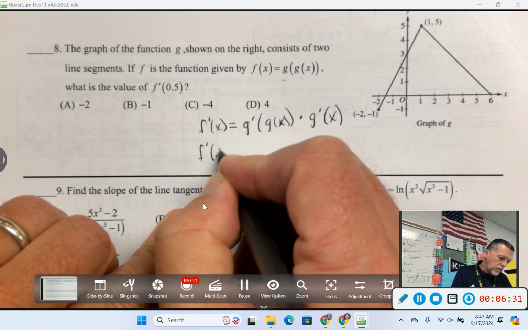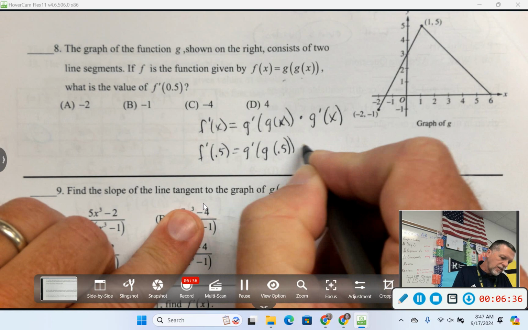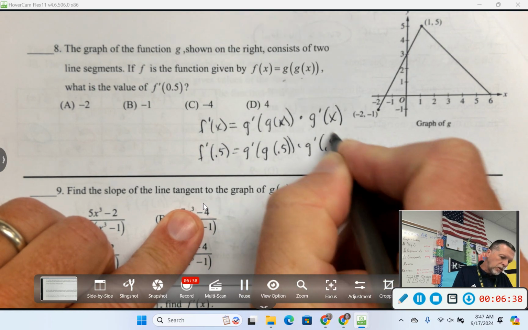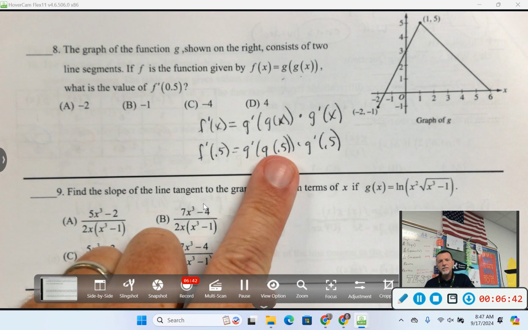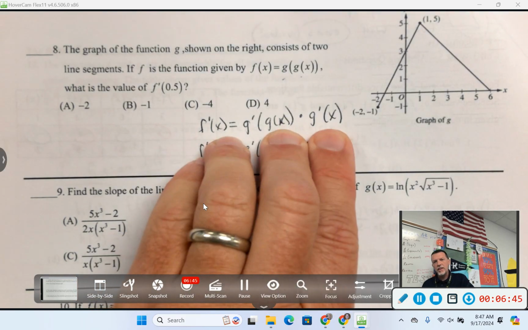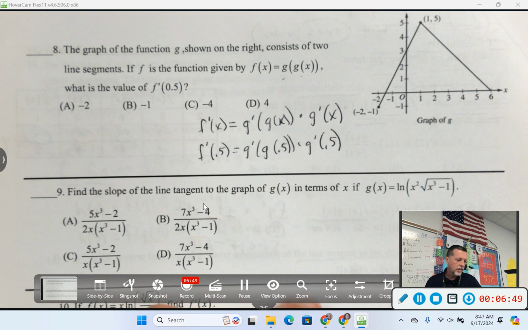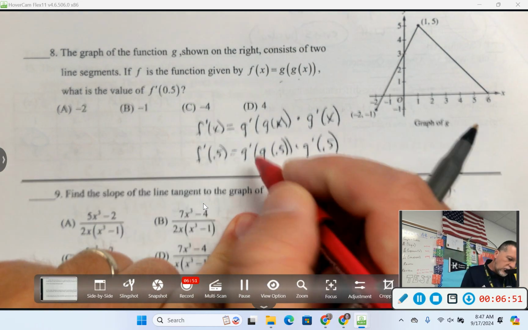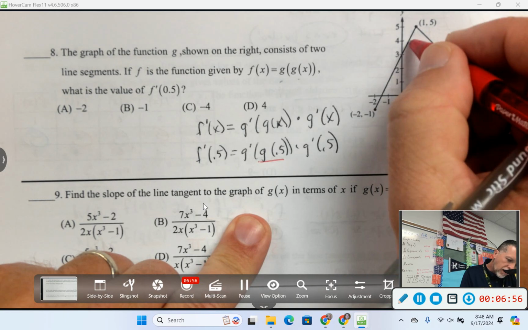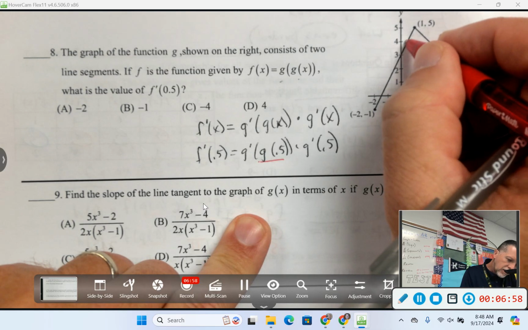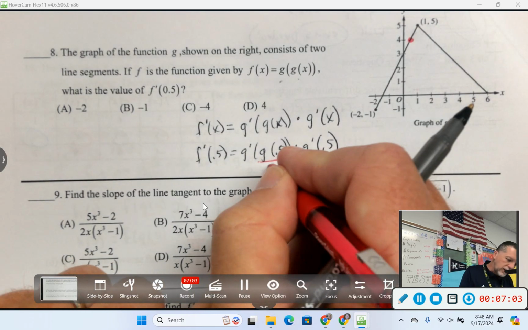So f prime of 0.5 is g prime of g of 0.5 times g prime of 0.5. And I know it feels tedious to write all these steps, but man, when you start skipping these things, then you end up doing too much in your head and losing track of where you're at. All right, g of 0.5. g of 0.5 is 4. So that's nice. They gave me an easy spot to deal with.